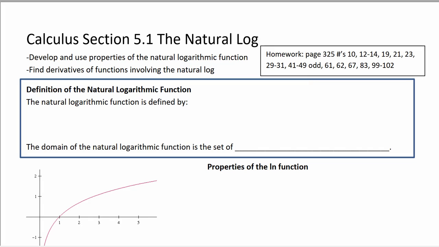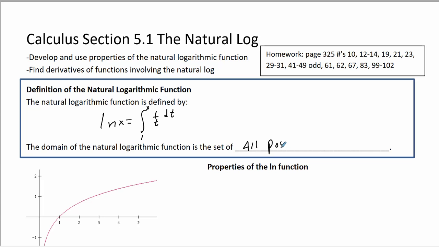I'm not worried too much about the definition of those, but the definition of the natural logarithmic function: the ln of x is equal to the integral from 1 to x of 1 over t dt. Okay, so that's really what the ln of x is. And the domain of the natural logarithmic function is the set of all positive real numbers, right?